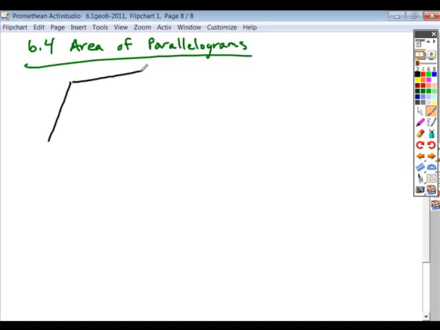Okay? So if you took a parallelogram, so all you knew is that the opposite sides were parallel to each other, and you wanted to figure out the area of this. If you were to draw in one diagonal in a parallelogram, you create two triangles. Now, what do you know about those two triangles?